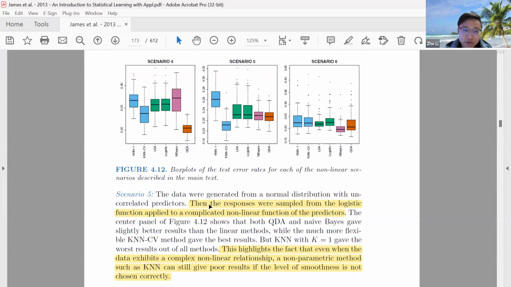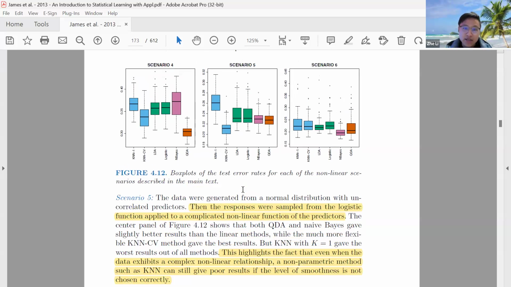In scenario 5, we assume a normal distribution and the predictors are independent of each other. The response is sampled from a logistic function, which means the relationship between the response and the predictors is not parametric. So there is a non-linear decision boundary. In this case, the most flexible model, KNN with K more than 1, performs the best.